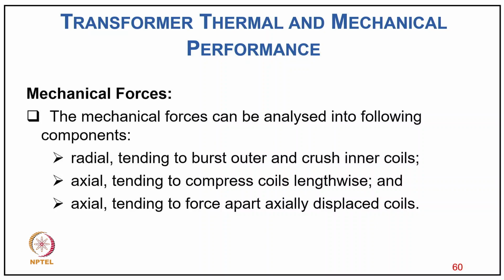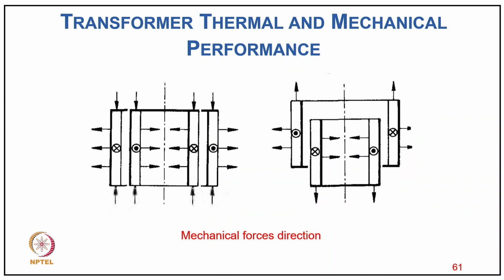The mechanical forces can be analyzed in the following components: radial, tending to burst the outer and crush the inner coils, and axial, tending to compress the coil lengthwise, and axial, tending to force apart axially displaced coils. You can see how the mechanical forces act in the two types of conductors having different directions of current, how the forces are produced in between, the outer side going outside, and the inner one going inward, a kind of attractive force.